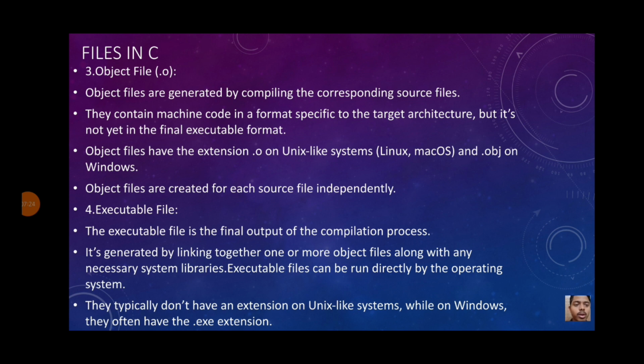Fourth one, executable file. The executable file is the final output of the compilation process. It's generated by linking together one or more object files along with any necessary system libraries. Executable files can be run directly by the operating system. They typically do not have any extension on Unix-like systems, while on Windows they often have the .exe extension.